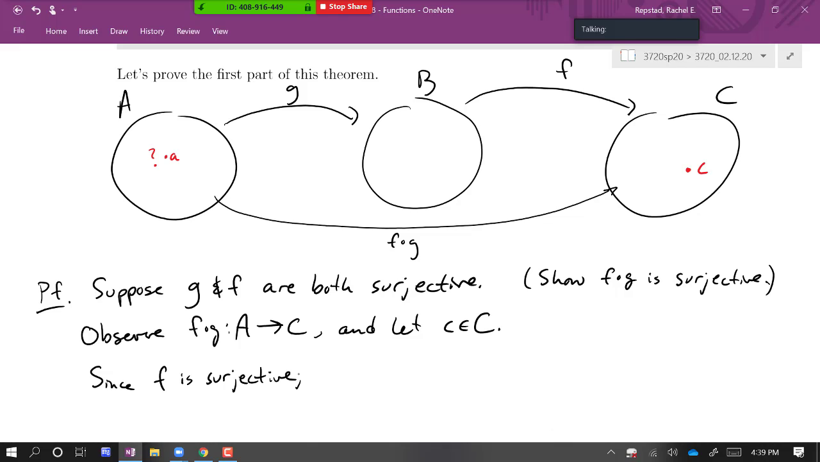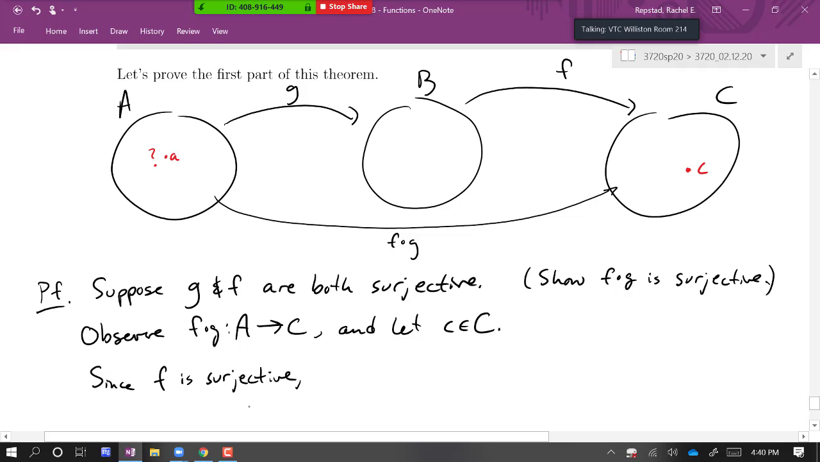What about G being surjective? I heard two people at once. Who wants to try again? Somebody must. Would G also be surjective? Well, G definitely is surjective. So we get that both, but we're only going to use the fact that F is surjective first.